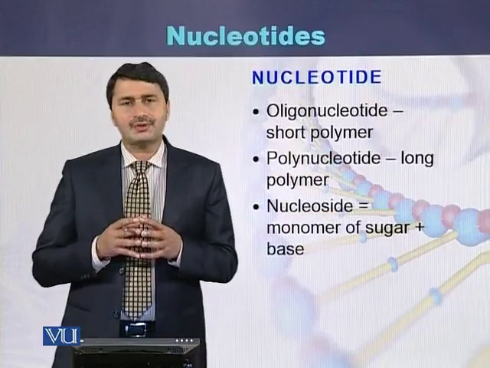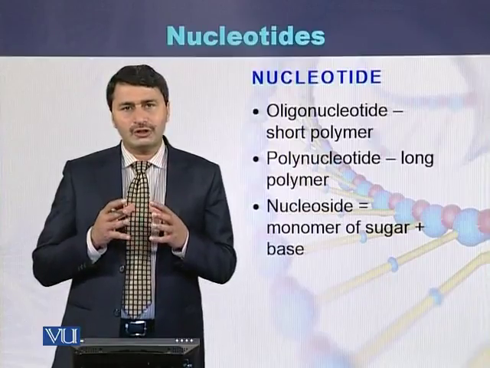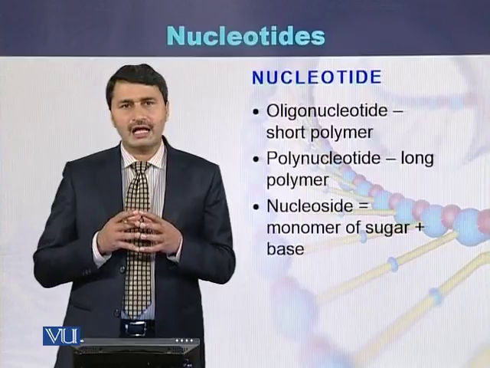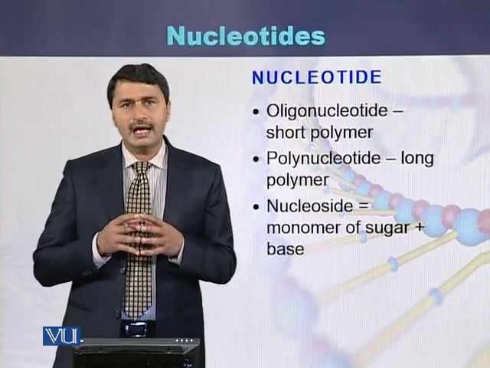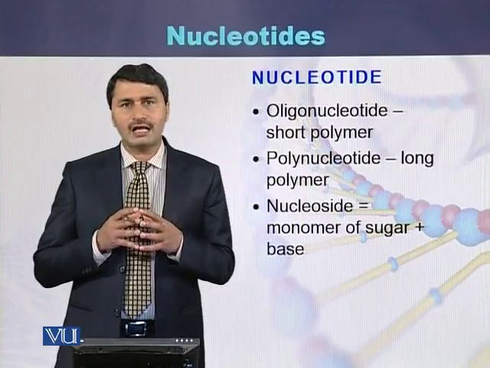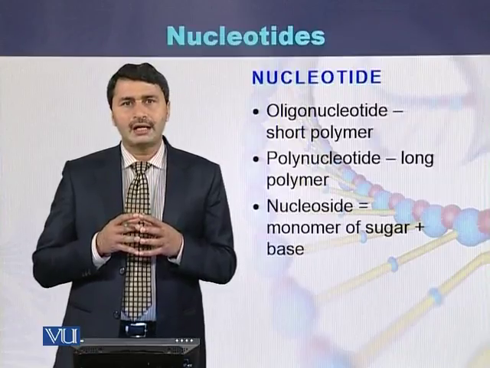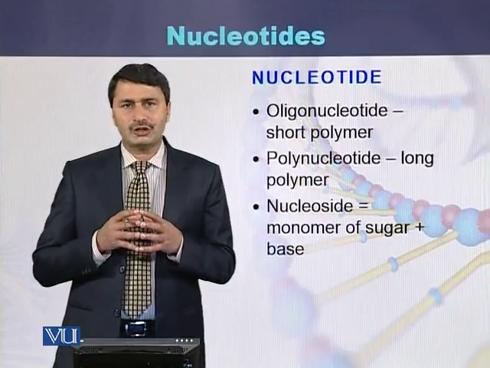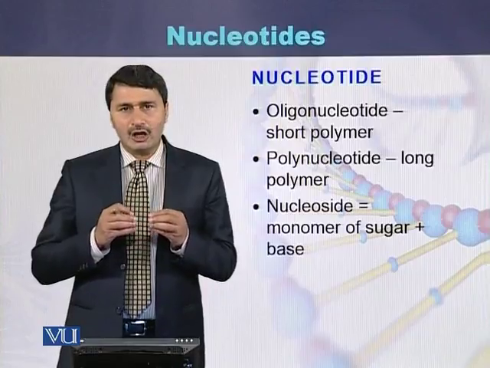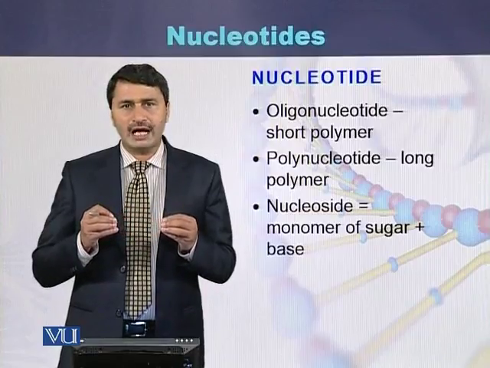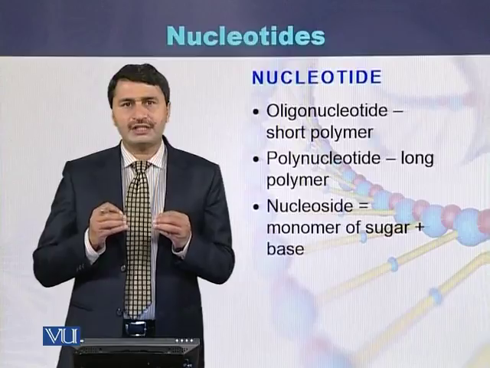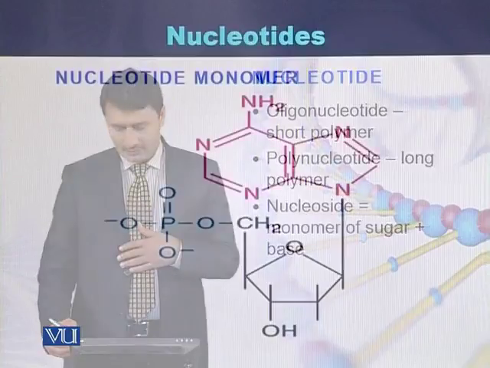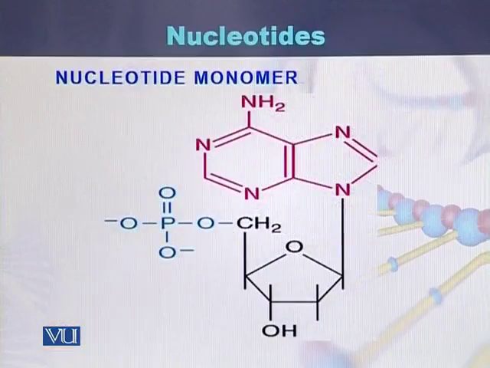There are two types of nucleotides. One is called oligonucleotide and the second is called polynucleotide. The meaning of polynucleotide is a long chain of nucleotides which are joined with each other. On the other hand, a nucleoside is the combination of sugar and base.